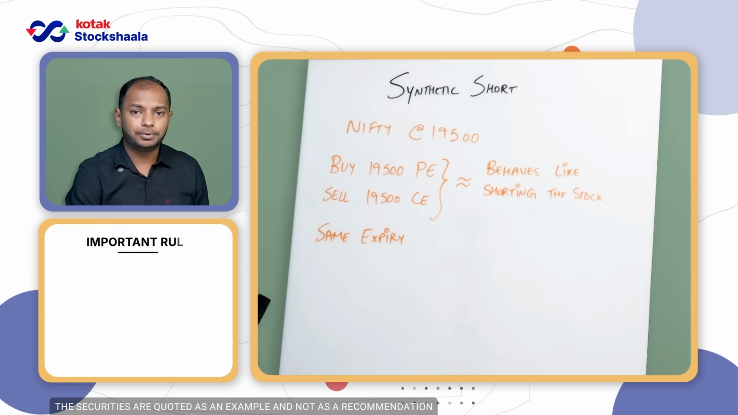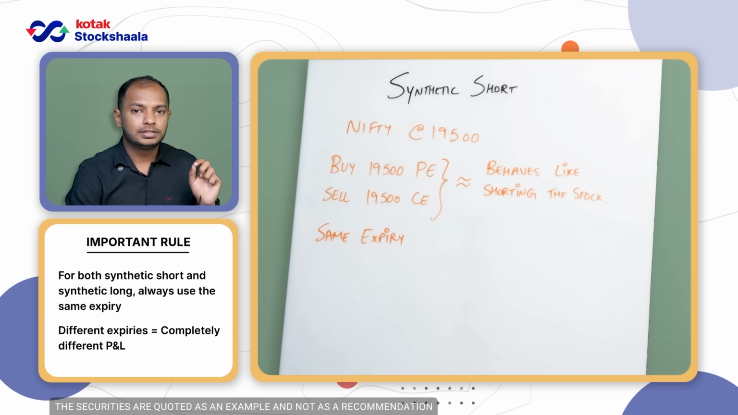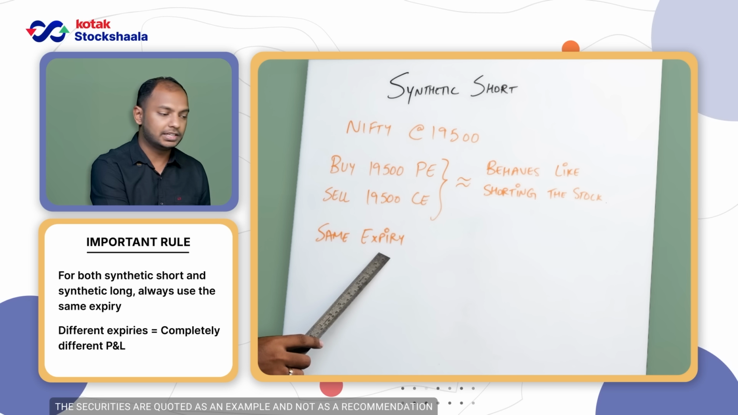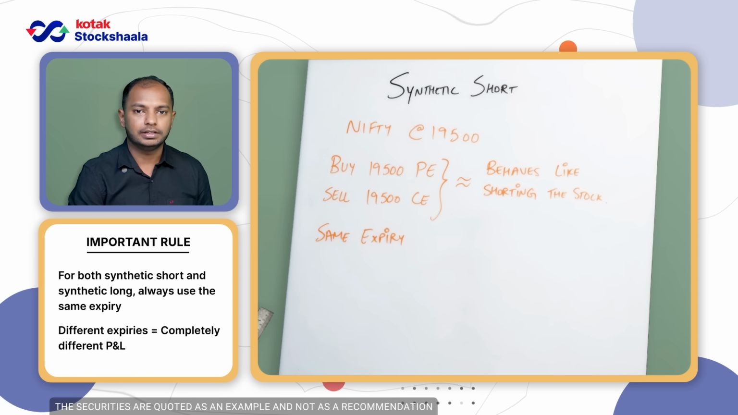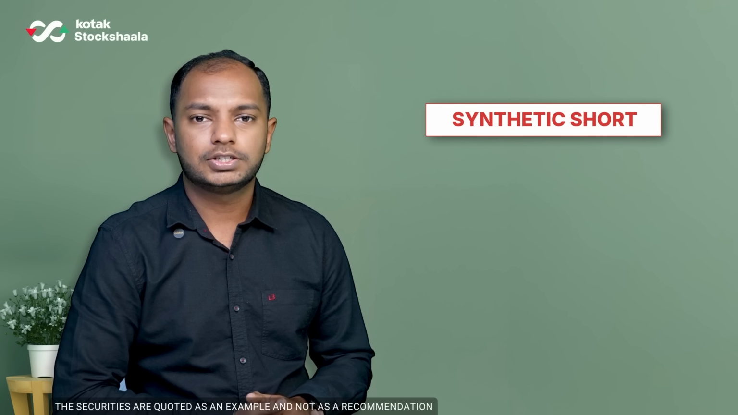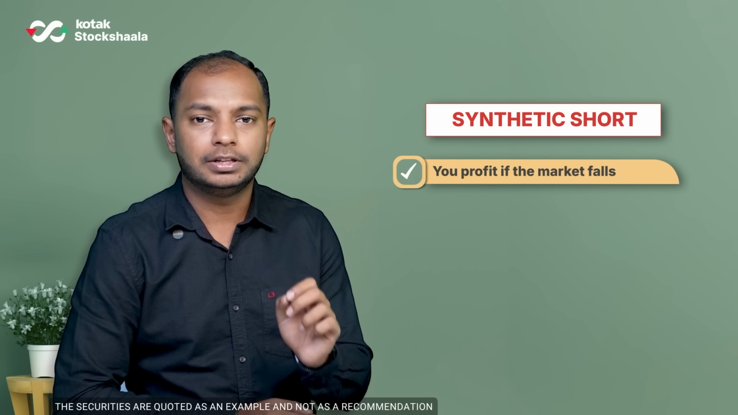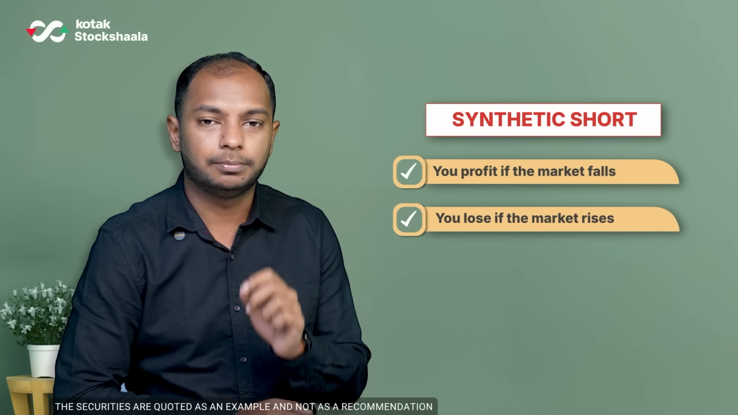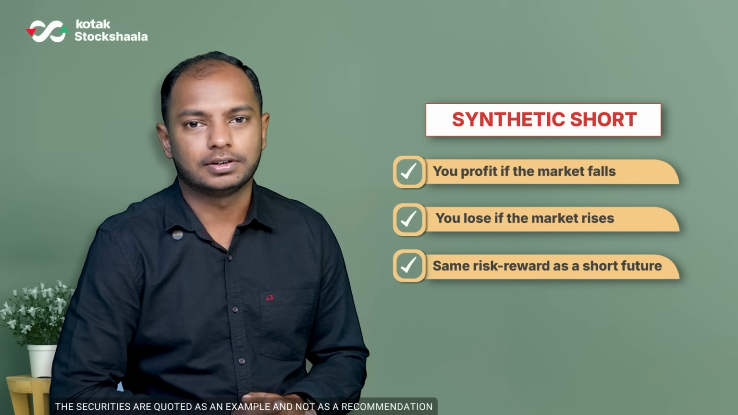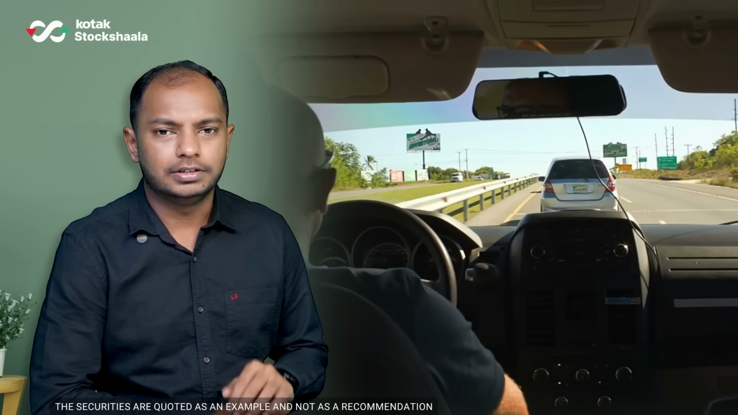And remember, most importantly, that in both synthetic long as well as short, you should always take the positions of the same expiry. Don't take different expiries. Then your P&L is going to change significantly. So in the synthetic short position, you make a profit when the market falls and you make a loss when the market rises, just like how it would have been if you short a stock. Here's a quick analogy to understand this better. You don't own the car, but you are driving it in reverse, but you're still moving.